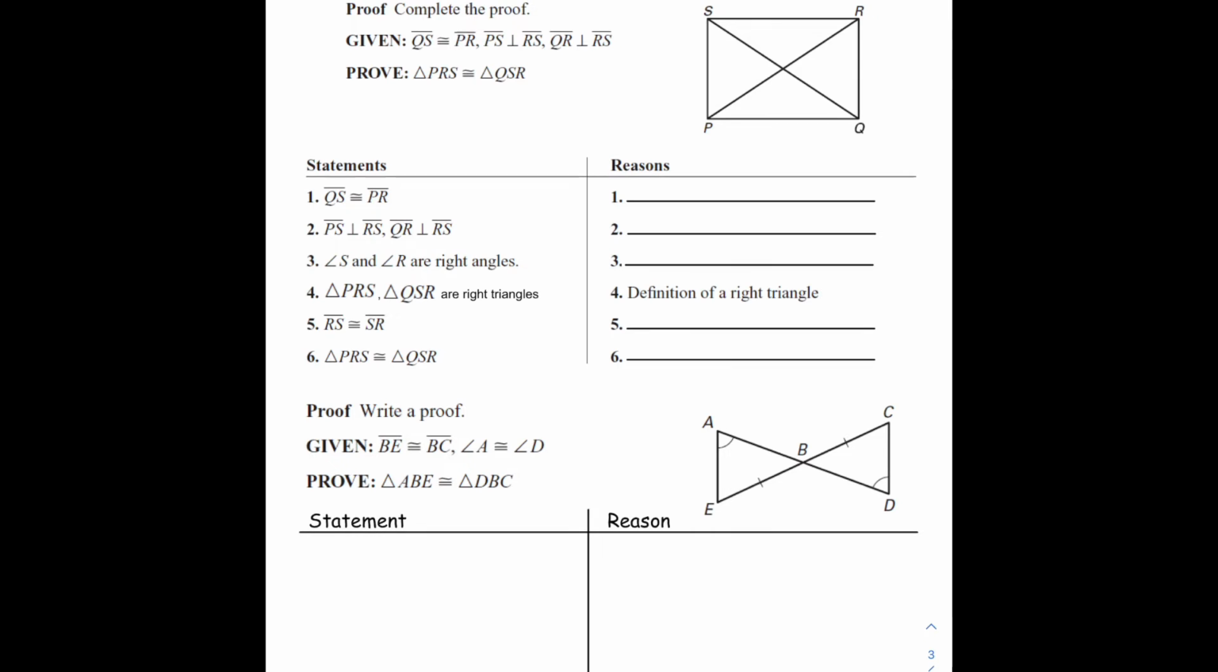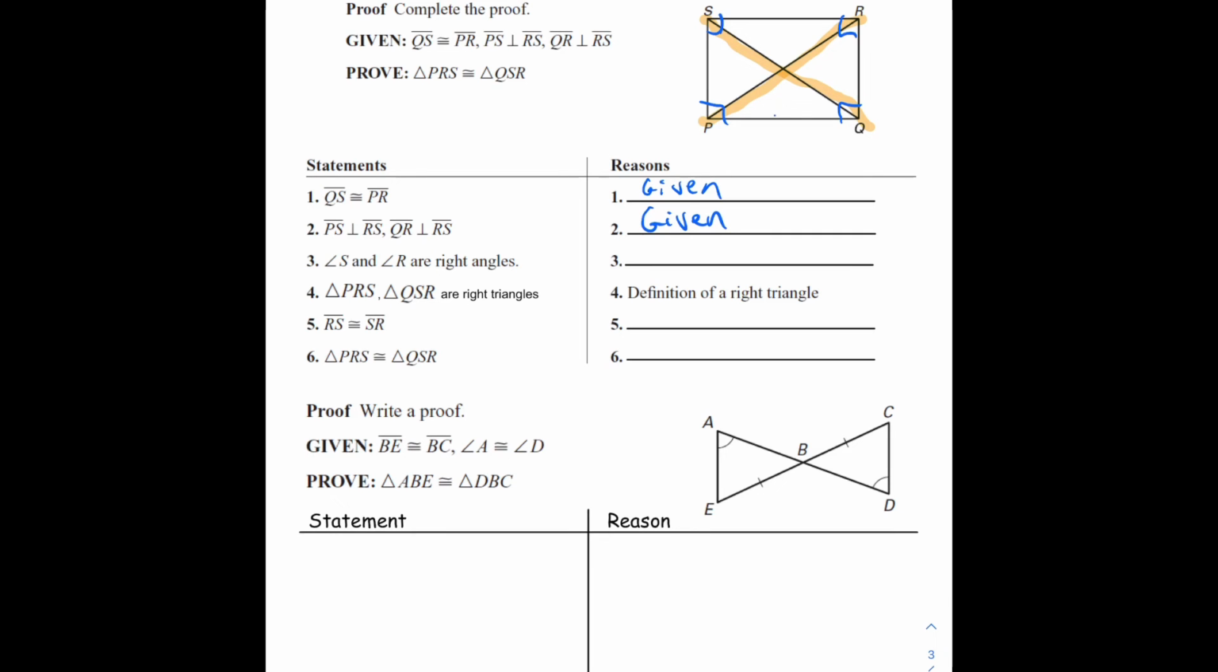QS is congruent to PR. So that's this right here. All right, that's given. PS is perpendicular to RS. So that means 90 degrees. QR is perpendicular to RS. So again, we've got 90 degrees.